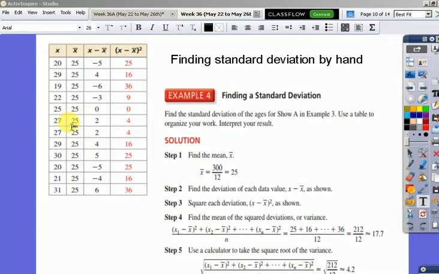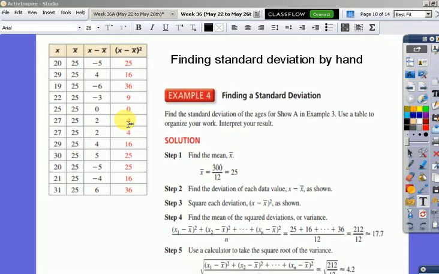Once you do that, you want to find the difference between the mean and each value in the data set. 25 minus 20, or 20 and 25, 29 and 25, 19 and 25, 22 and 25. You take that value and subtract it from the mean. Does that make sense? Then you get all these numbers. So again, it's really not that bad. It's just a lot of work, right? And then you take all those values and you square them. So you get 25, 16, 36, 9, 0, 4, 4, 16, 25, 25, 16, 36. Does that make sense so far?